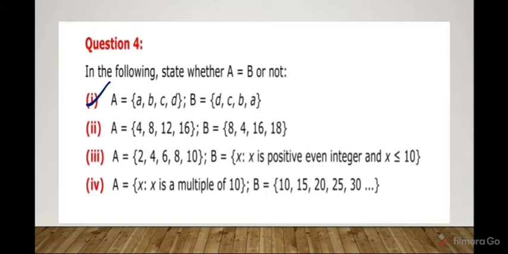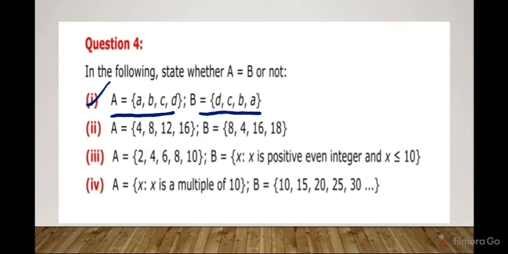First of all, as you can see, in this set there are 4 elements a, b, c and d. Similarly, in this set there are 4 elements, d, c, b, a. So after checking the number of elements, if they are the same, then we will check whether the elements in these two sets are equal or not.